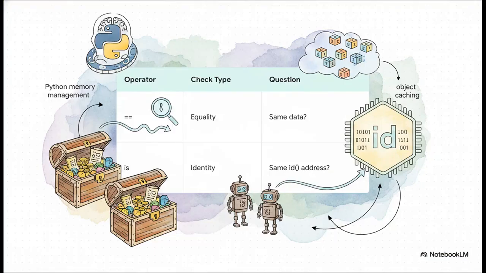Okay, so this cheat sheet is something you really want to lock into your brain. Here's the deal. The double equals operator is your tool for checking equality. It's asking, do these two objects contain the exact same data? And honestly, that's what you're going to want to use 99% of the time. The is keyword, on the other hand, strictly checks for identity. It's asking a much more rigid question. Are these two variables pointing to the exact same ID address in memory? Two completely, fundamentally different questions.